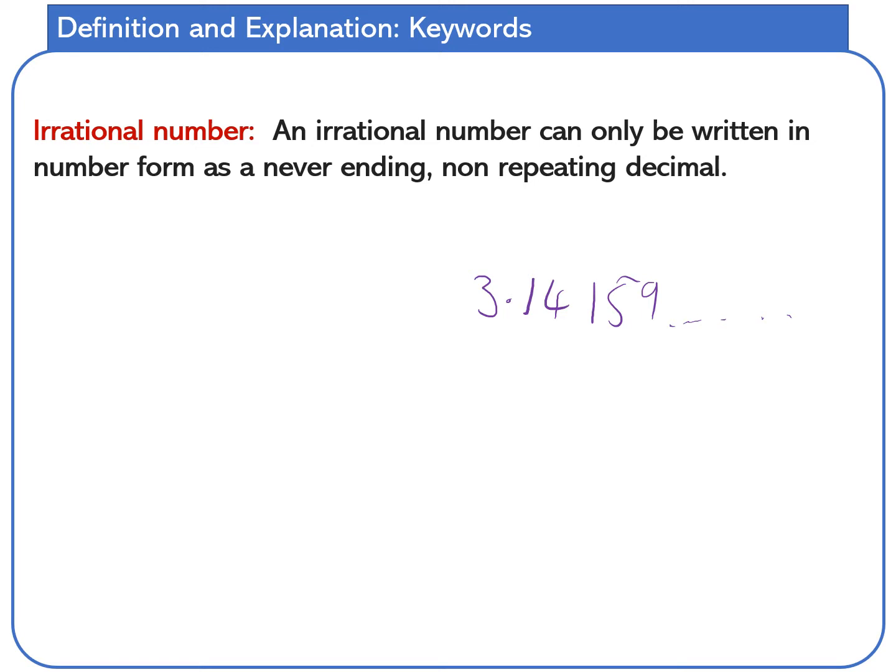It's a non-repeating decimal. That's different to, let's say, 2/9. If you put that in your calculator, you'll find it's 0.2 and it repeats itself.